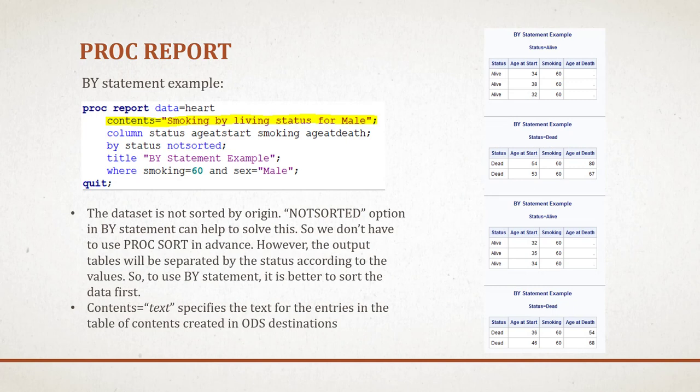The BY statement is used to create tables by the BY variable. NOTSORTED can be used to force SAS to output tables without sorting. However, the output tables will be separated by the variable according to the values. In this example, we can see it produced multiple tables for the same living status. So let's look at the example in SAS.